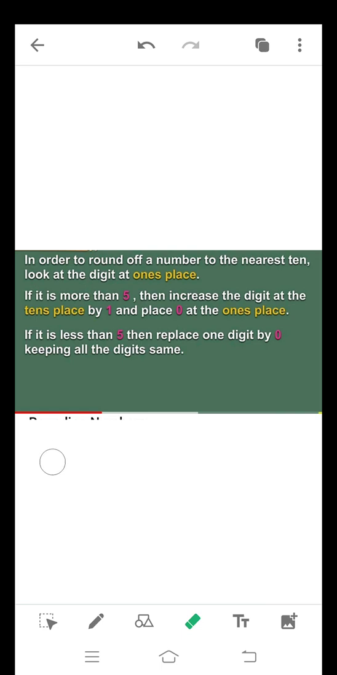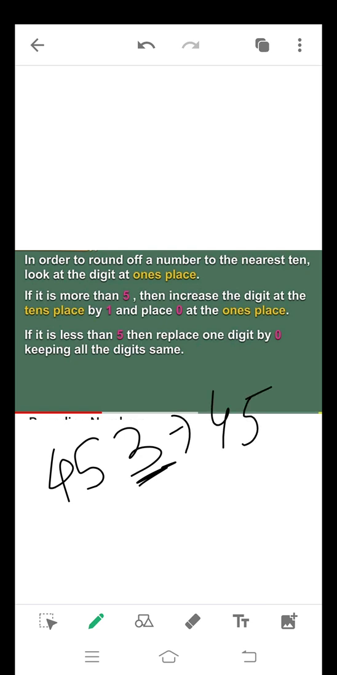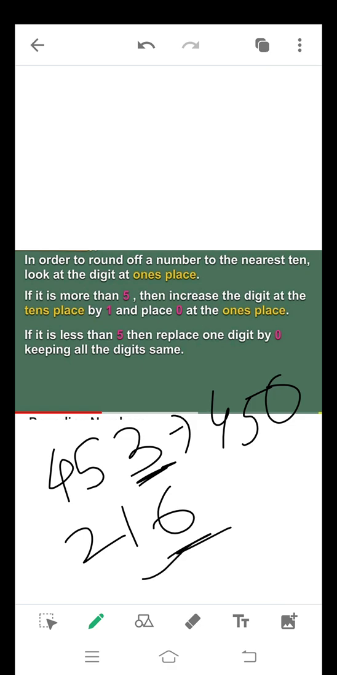For example, 453. Here 3 is in ones place and it is less than 5, so we will replace 3 by 0 and remaining digits will remain same. See one more example, 216. Now here 6 is in ones place and it is greater than 5, so we will add 1 in the tens place, it is 220 and ones place replaced by 0.